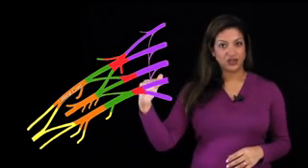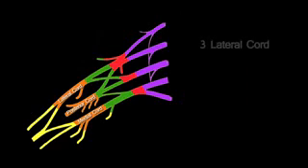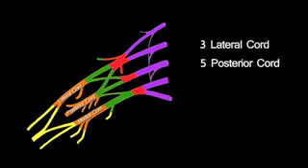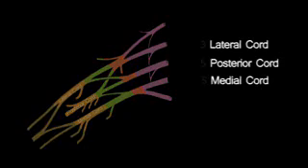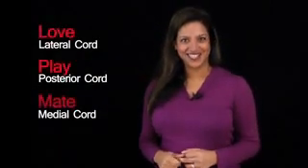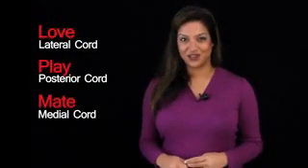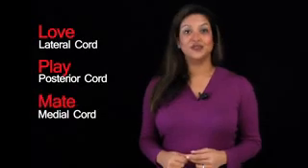Starting from top is the lateral, then the posterior and the medial. And they have 3 branches, 5 branches and 5 branches respectively, 3, 5, 5. Now how to remember that order, lateral, posterior, medial? Well, I have another mnemonic. Love, playmate. L is for lateral, P is for posterior, and M is for medial.